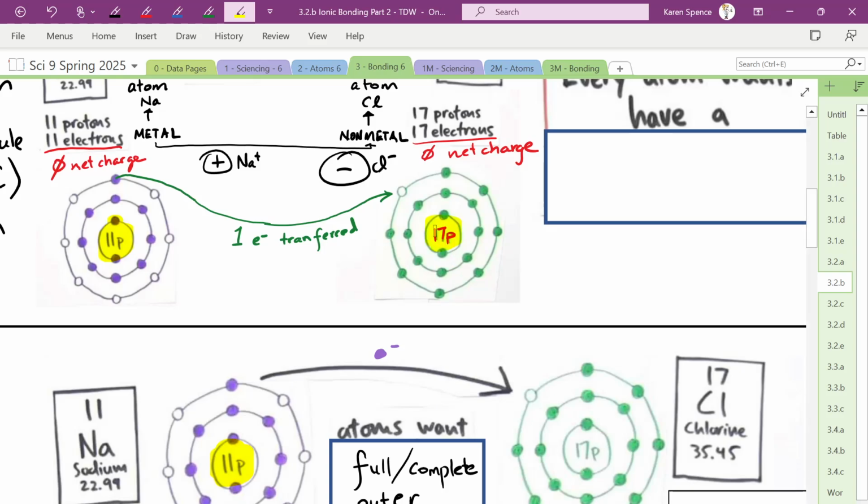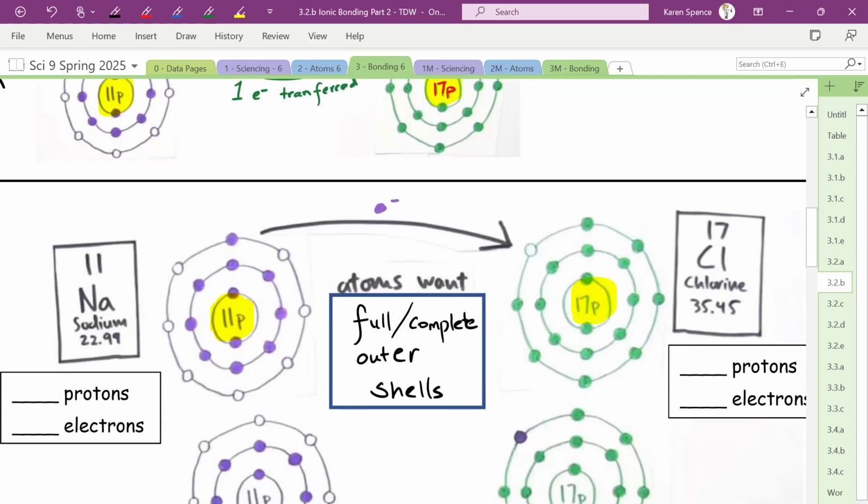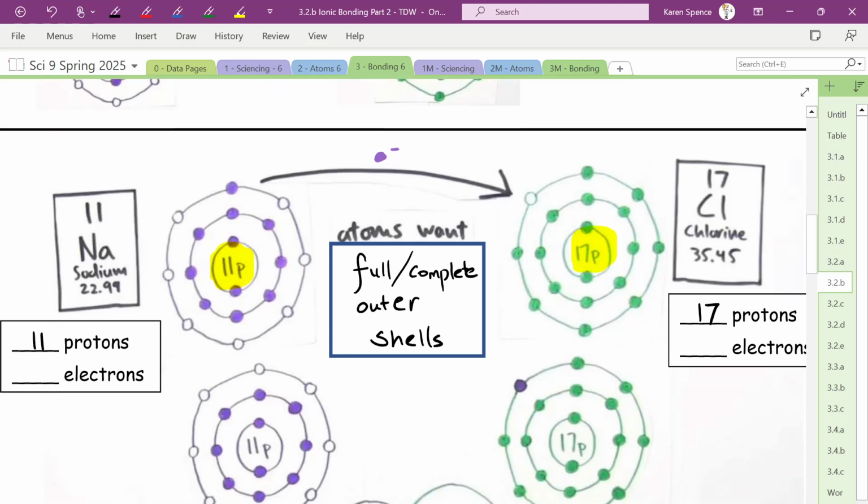And you'll notice we started with 17 protons for chlorine and ended with 17 protons. Those have stayed the same. We still have 11 and 17. How many electrons left in sodium? 10. So we have 11 positives and 10 negatives, which leaves us with an overall +1 charge.